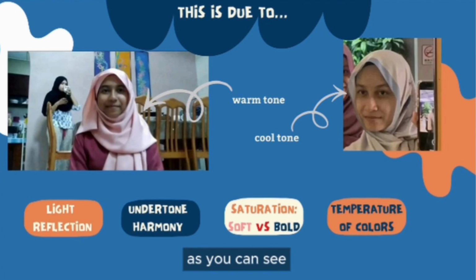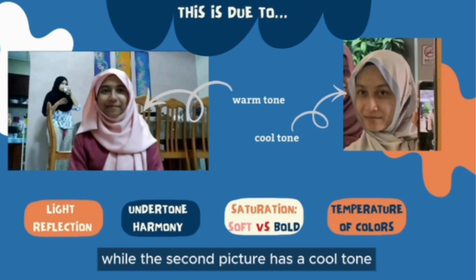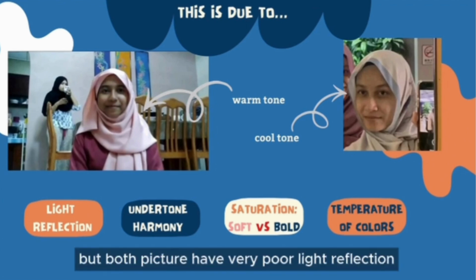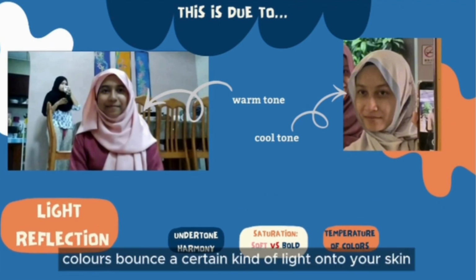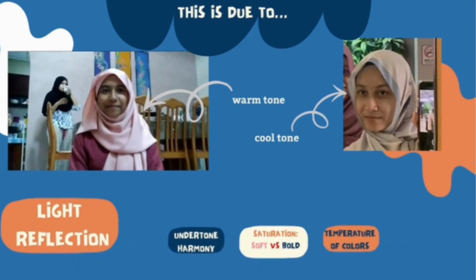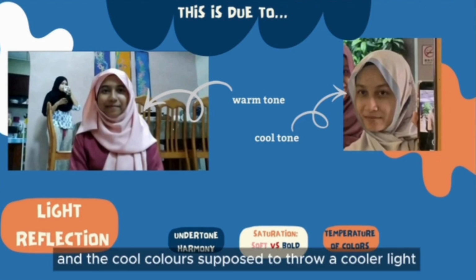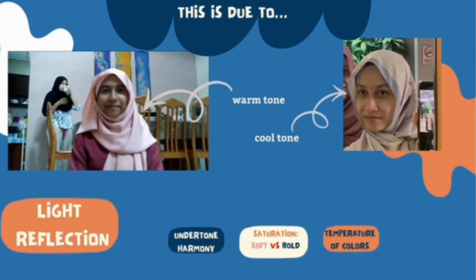As you can see, the person in the first picture has a warm tone while the second picture has a cool tone. But both pictures have very poor light reflection. This is because every fabric color bounces a certain kind of light onto your skin. The warm color is supposed to cast a cozy warmth and make skin turn more golden, and the cool colors are supposed to throw a cooler light which can make skin look brighter.